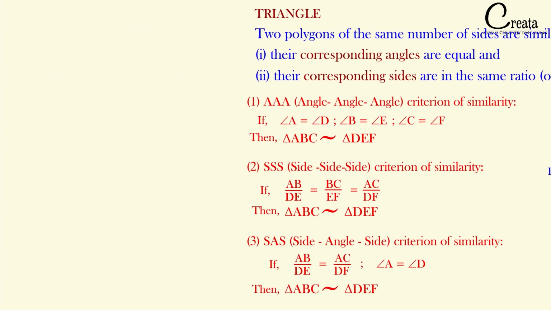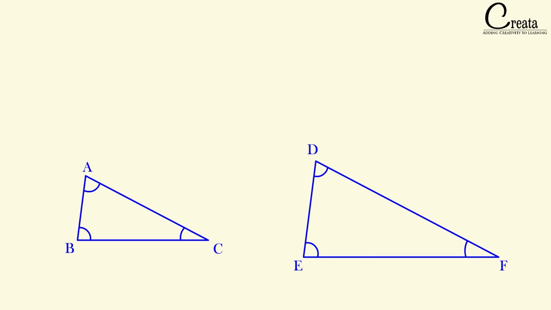Let's also understand how to write two triangles as similar to each other. This is very important and students generally make mistakes in this part. Suppose we have two triangles ABC and DEF.